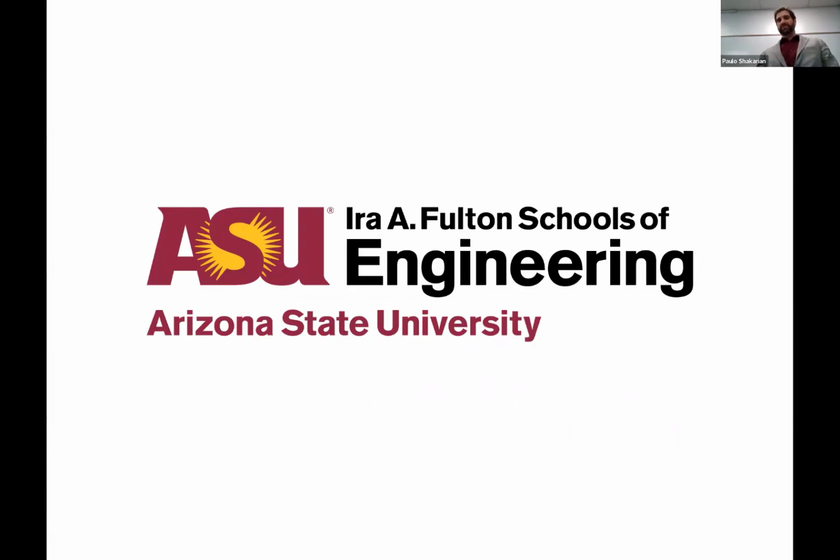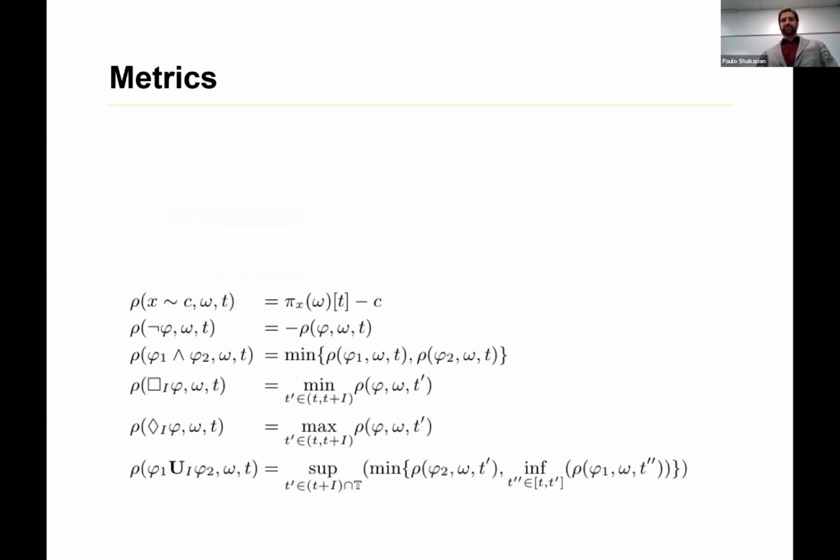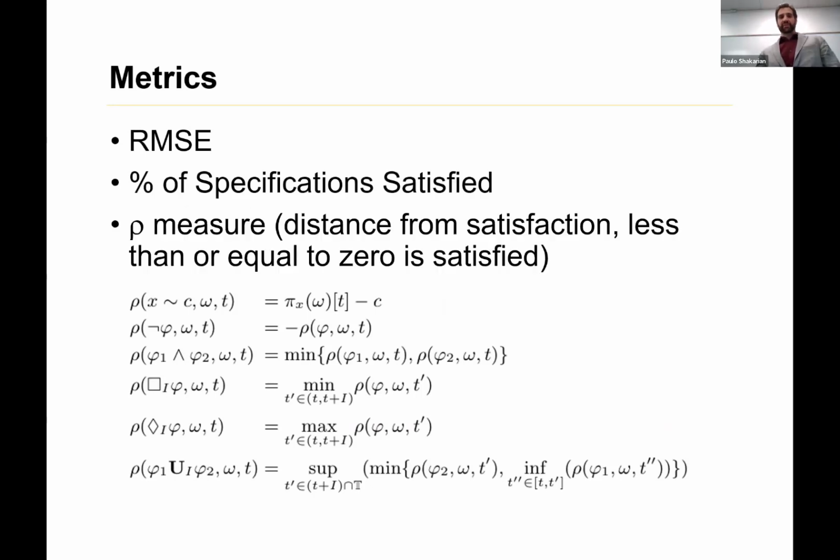Okay, so on that note, let's take a look at the experimental evaluation. For metrics, they looked at root mean squared error and percentage of specification satisfied. They also had this measure where they looked at distance to satisfaction, and then they showed in the appendix how it could be computed for different formulas. Basically, all you really need to know here is that when it's at 0, it's satisfied.